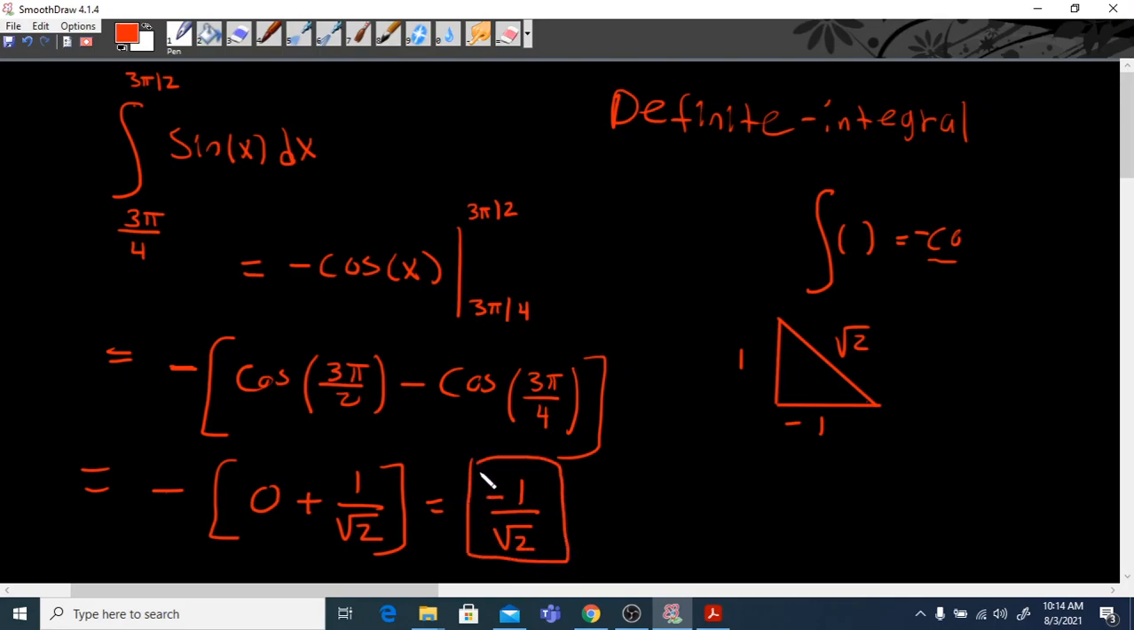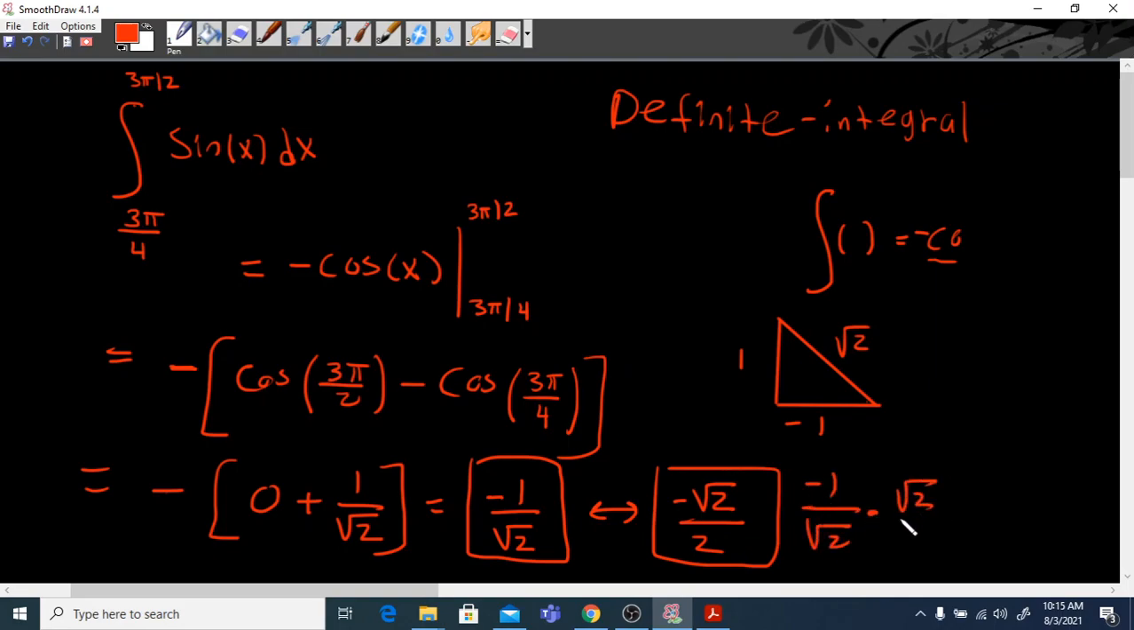And that's perfectly fine. You may also see it written this way, negative square root of 2 over 2. All I did there, once again, is multiply top and bottom by the square root of 2. Negative square root of 2 over 2. Boom, there we go. It's really that simple.